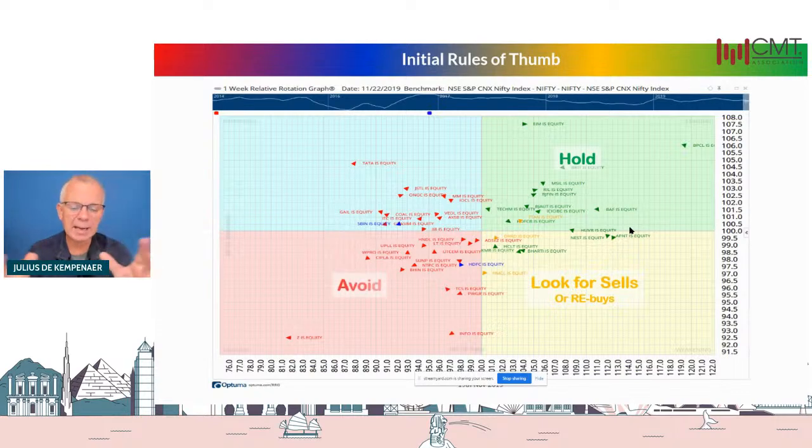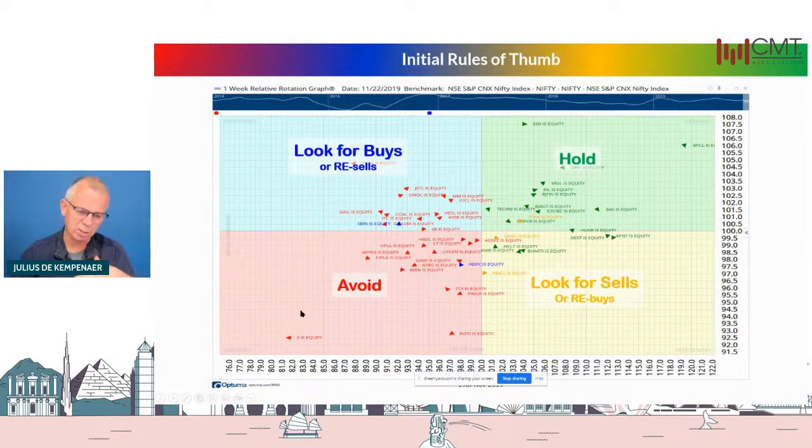When something's in the lagging quadrant, you better avoid it, because it's in a relative downtrend, and that downtrend is being pushed further down by weak momentum. And then when you are in the improving quadrant, that's where you're looking for buys or resells, because we can have the same situation as I described for rebuys here on the left-hand side, where a very weak stock moves into the improving quadrant, rolls over, goes back into the lagging quadrant, basically starting a new down leg in an already declining relative trend.